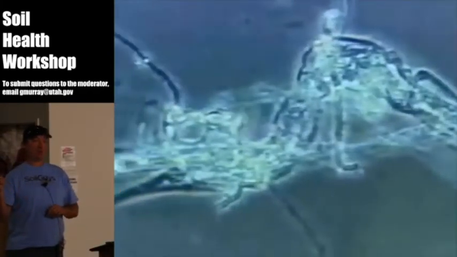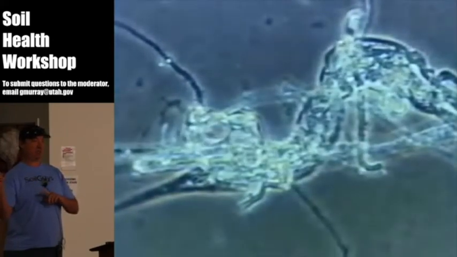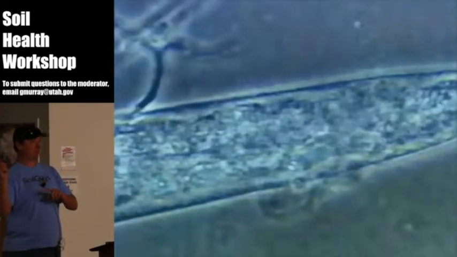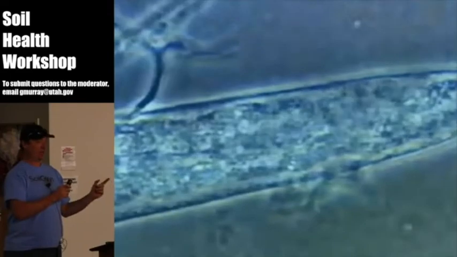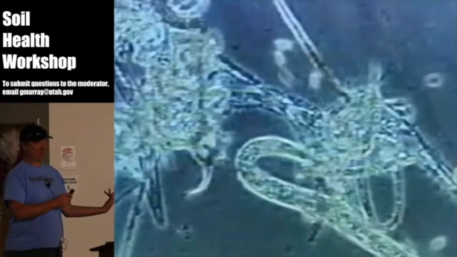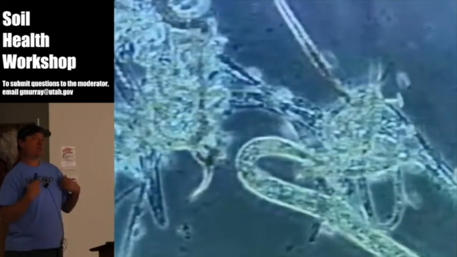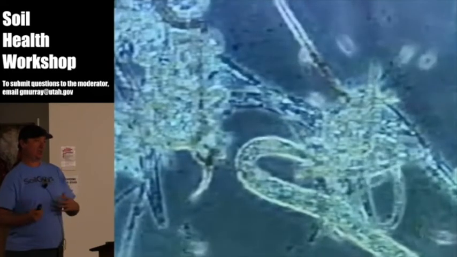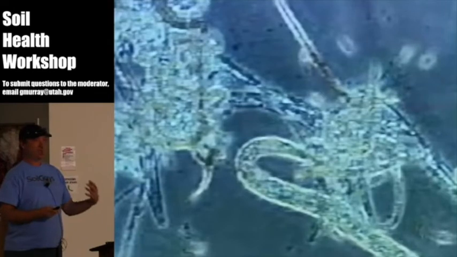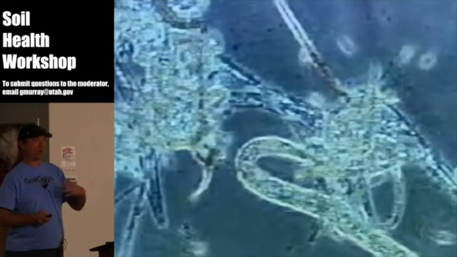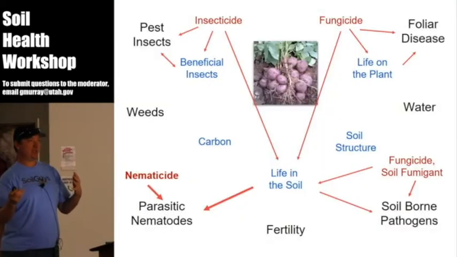But the trouble is when we were using the fungicides and the soil fumigants, we were removing these beneficial fungi from the soil along with some other beneficial fungi. And now we were the ones that created the opportunity for the nematodes to come in and cause problems for us. So the first step we had to take was realizing that the practices we were using were creating these other problems. So now we have a parasitic nematode problem.